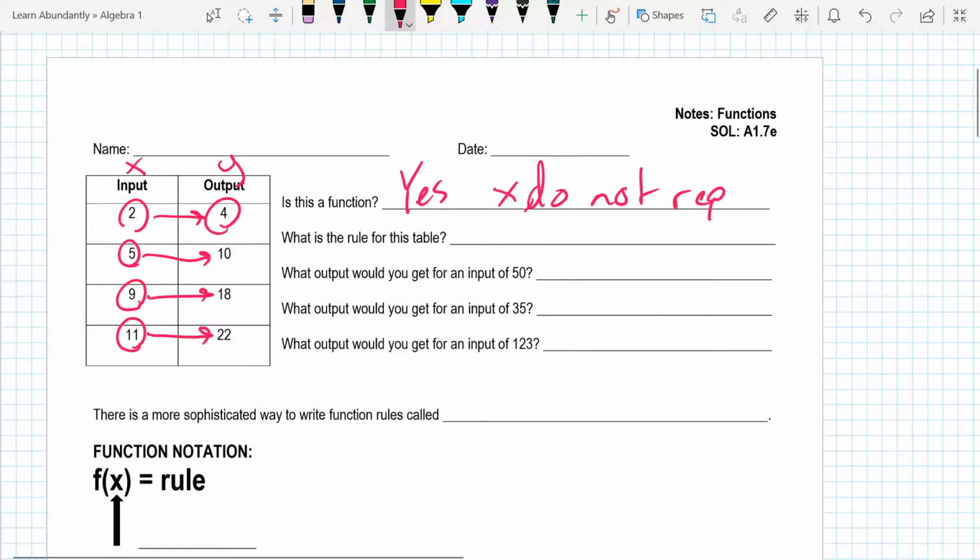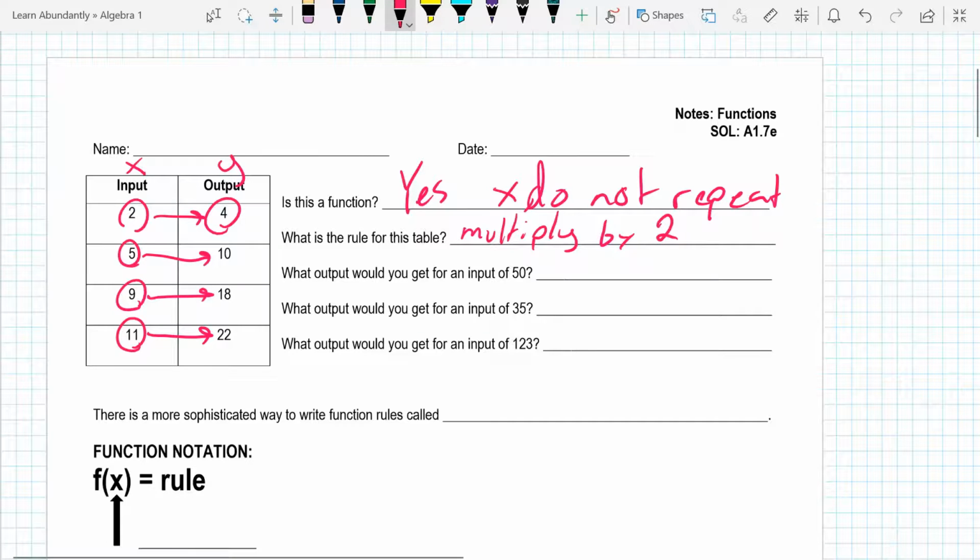The other thing we can do is try to come up with a rule for this table. What is happening every time we put a number in? It gives us a new number. What is it doing to that number? If we look, 2, 4, 5, 10, 9, 18, 11, 22, it looks like it's multiplying by 2. So I'm going to say multiply by 2.